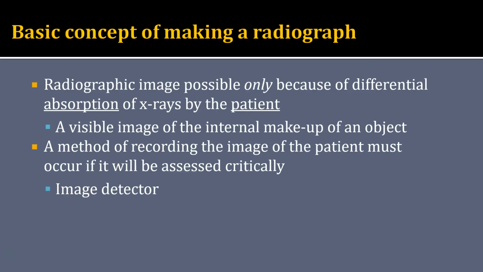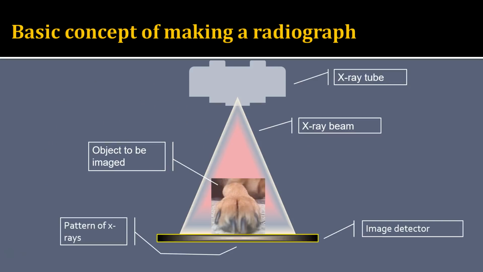The most important thing to remember is that our radiographic image is possible only because of the differential interactions and absorptions of the X-rays by and within the patient. Ultimately, a visible image of the internal makeup of the object is what we end up with. So in order to have that visible image, we need to have a method of recording the image, and that is our image detector.